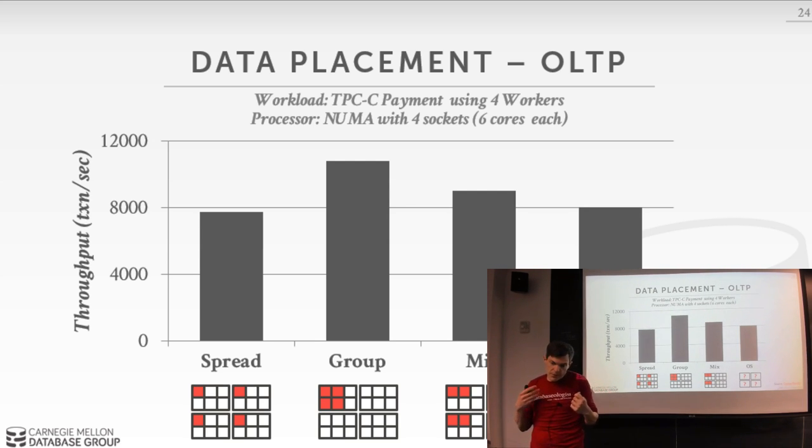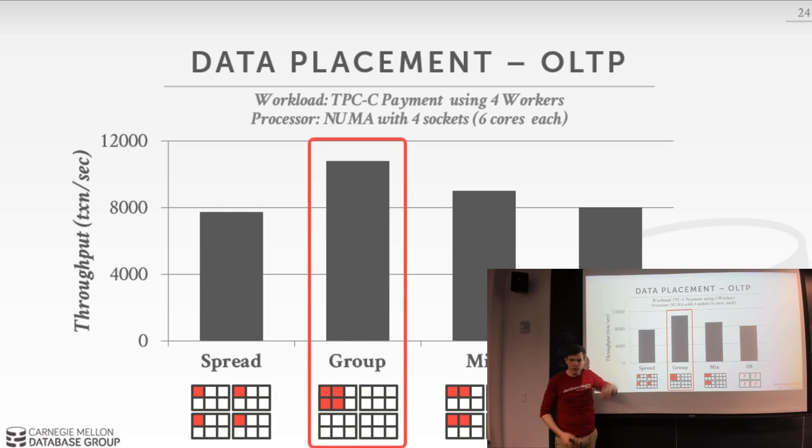So in the case of the payment transaction, it doesn't touch that much data compared to an OLAP query, right? It is updating the database though, but this just shows you that under an OLTP environment, you can get a performance difference, and the grouping one turns out to be the best. But you see a bigger performance difference under OLAP.